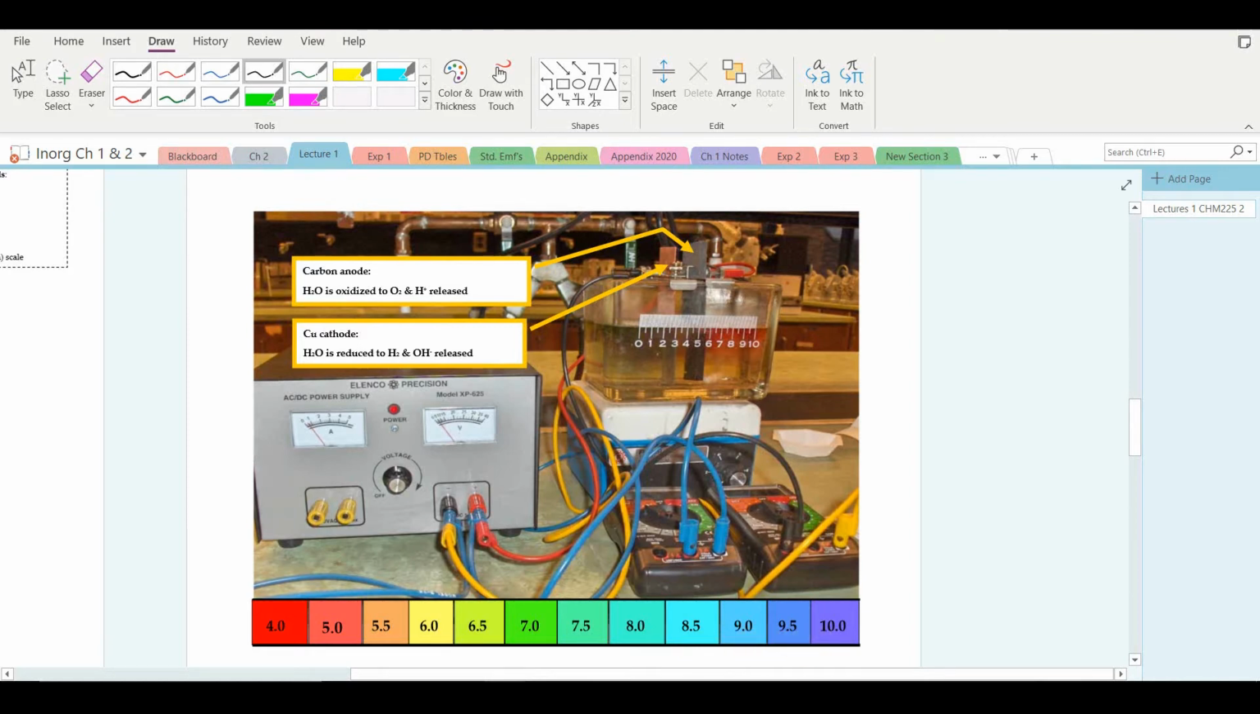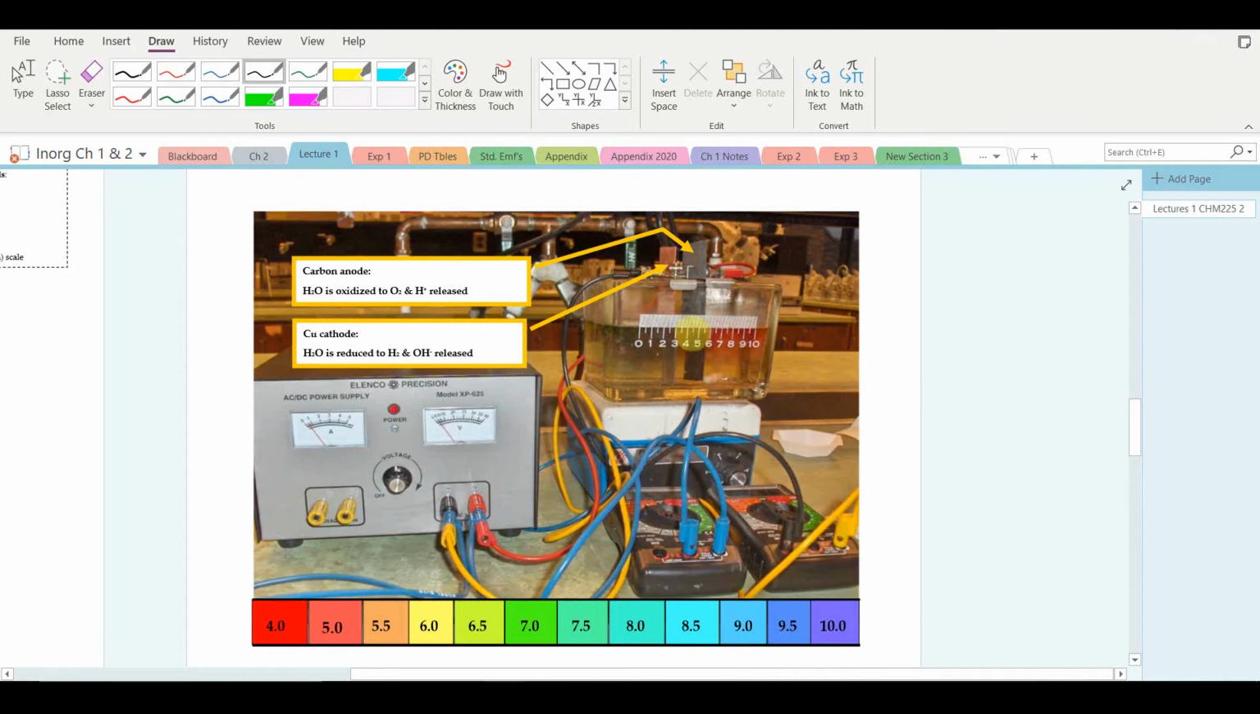At the same time, from the positive terminal of the DC power supply, electrons are being pulled into it, and that red wire is connected to the carbon electrode, which will be the anode. When electrons are being taken away, a loss of electrons is oxidation, and so water will be oxidized at the surface of the carbon anode. When water is oxidized, when electrons are taken away from it, it produces H+. That kind of makes sense, right?